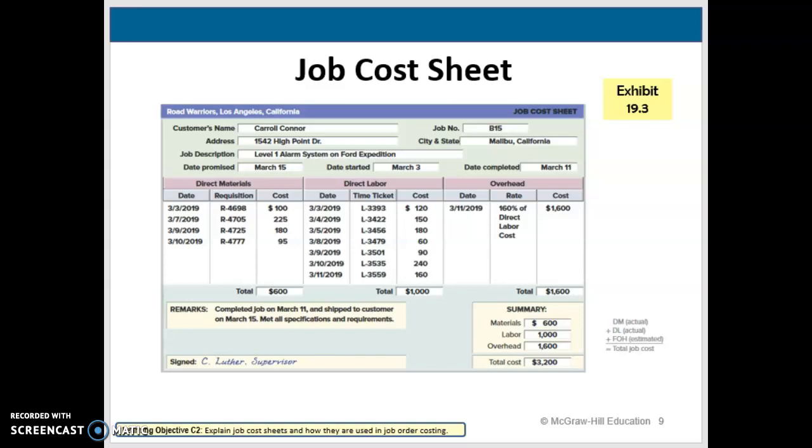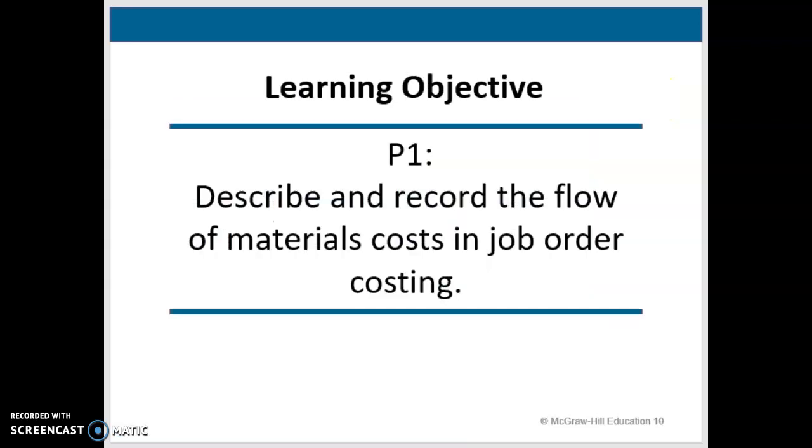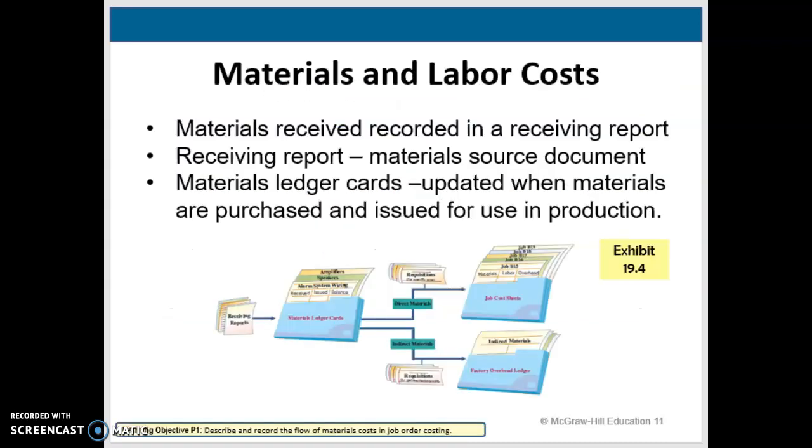All right. So there are other documents that we're going to use throughout the process. First is going to be the materials ledger card, and we'll get into that in just a second. And we're going to be looking at the materials that are received based on a receiving report. That's going to be our source document. The material ledger card is going to be updated when materials are purchased, and it's going to be issued for use when we're doing that production on that item.